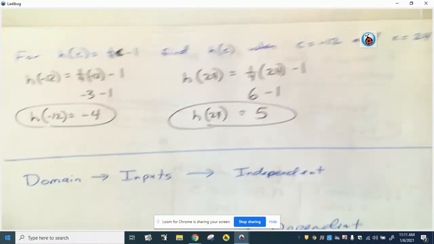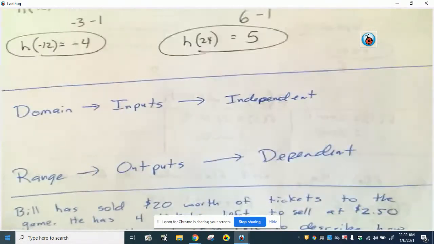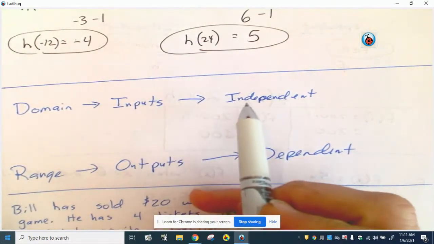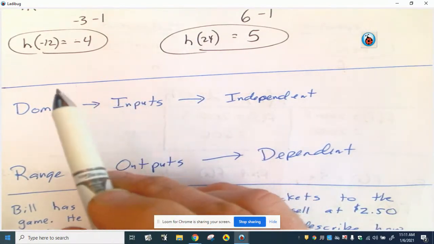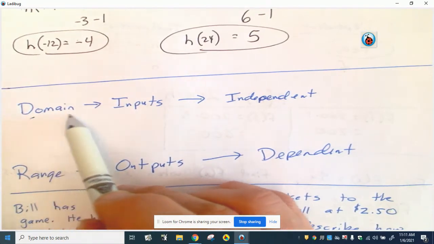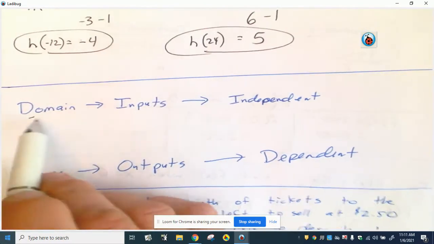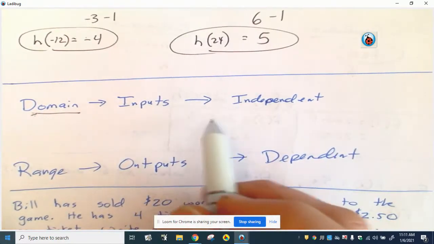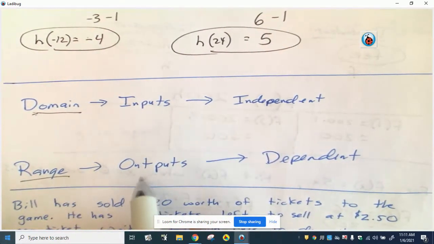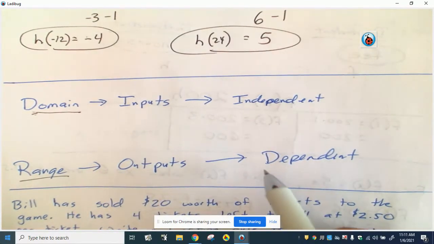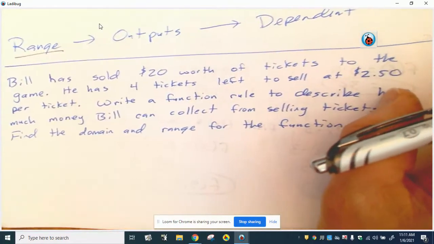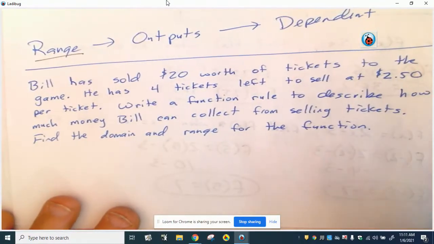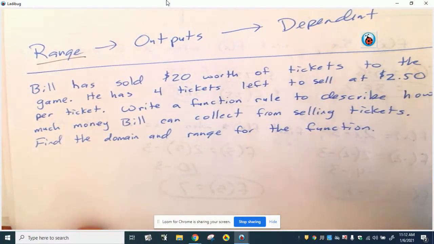Okay? Now, it's important to note, we've already talked about this a little bit. Our inputs are our domain. So our domain is always going to be the numbers we put on the inside of the function. They're our independent variables. Our range is our outputs, which means it's our dependent variables. Okay? So, in a real life situation, what we need to be able to do is write an expression and find the domain and range.